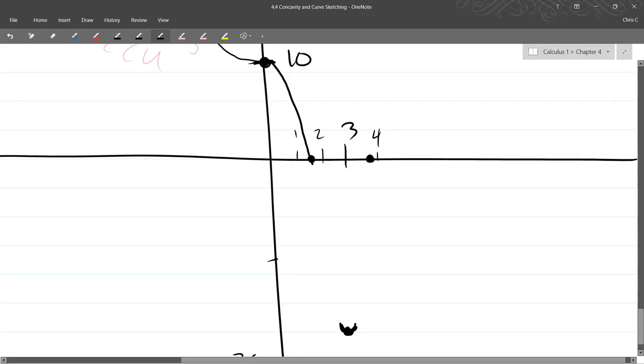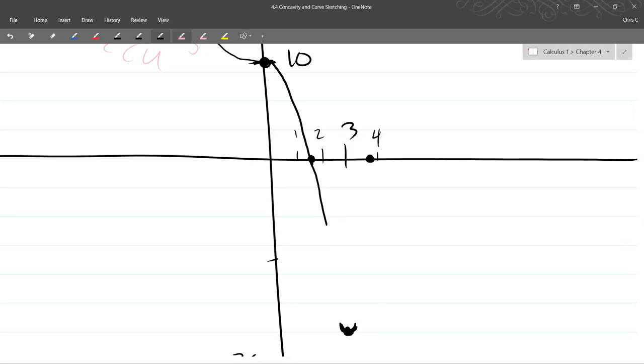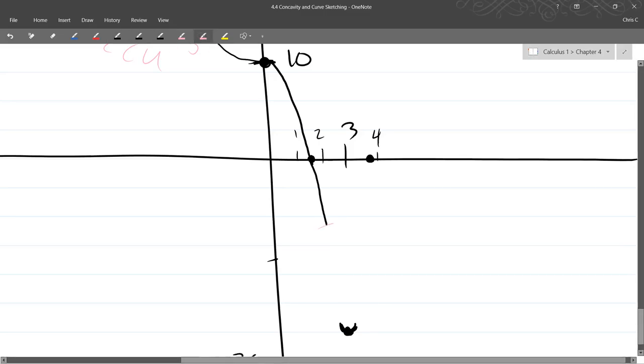So the x-intercept is 1.6. However, it's concave down until 2. So it's still concave down until right about there. So I'm going to put a little mark right here. So in between those two marks, we're decreasing, concave down. Oops, CCD.